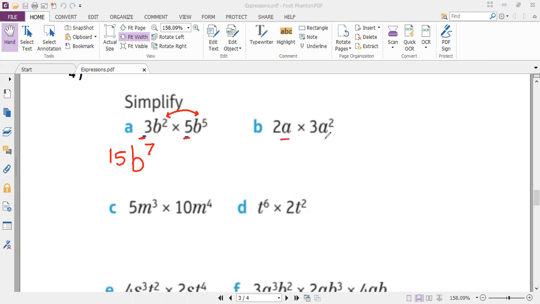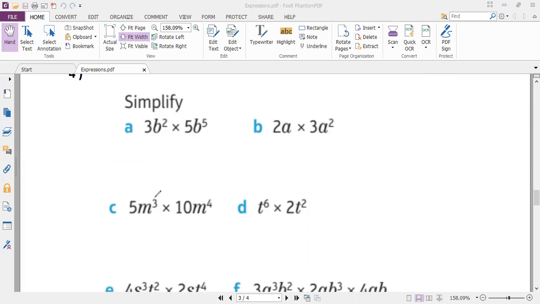I have 2a times 3a, so 2 times 3, it's 6. And you know this a is a raised to the power of 1. So write a and then add powers. 1 plus 1 equals 2. 6a raised to the power of 2.